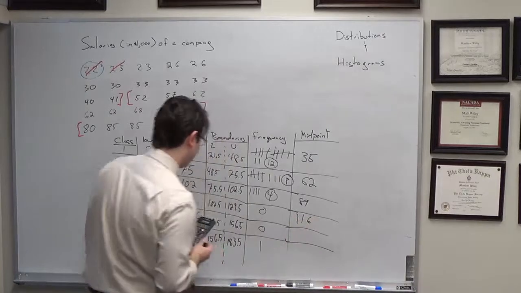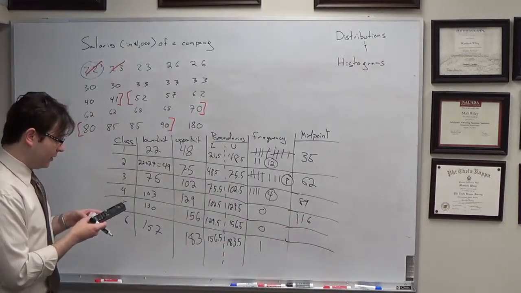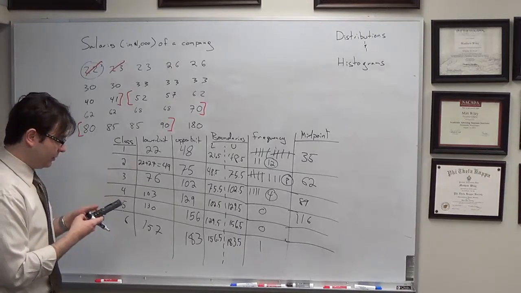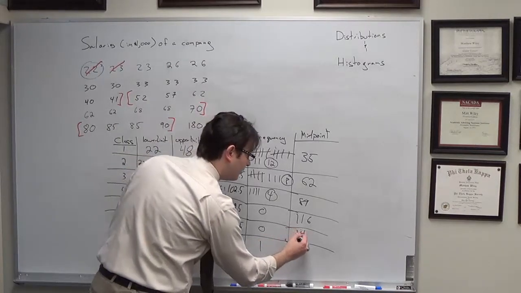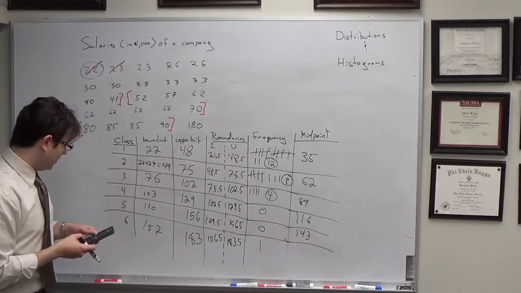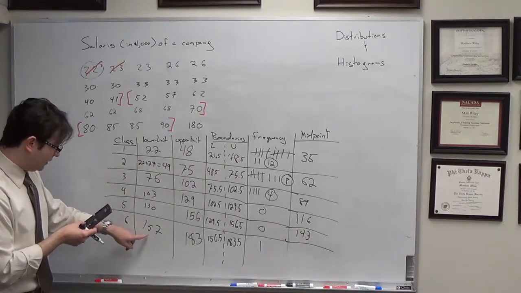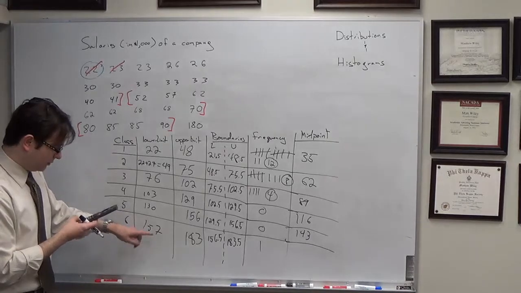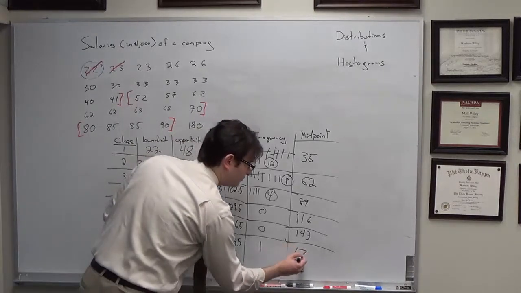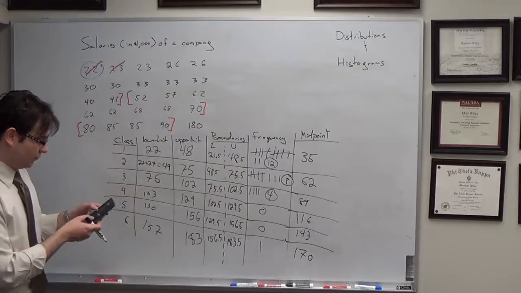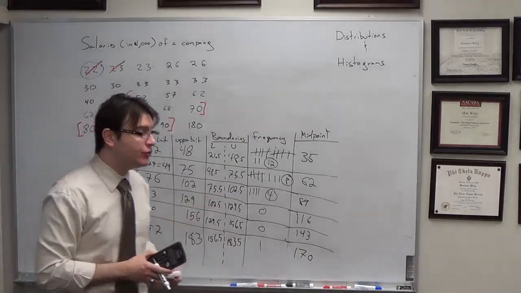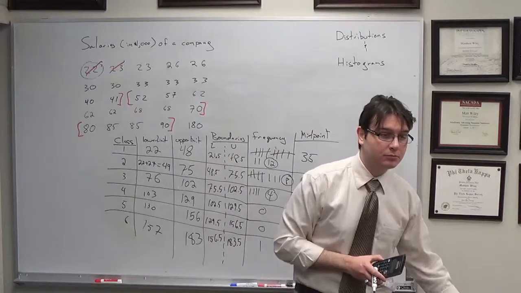116. 130 plus 156 divided by 2 gives me 143. And finally, in our owner CEO category, 170. These are the midpoints. They're going to be useful for some of the graphs that we're going to talk about.